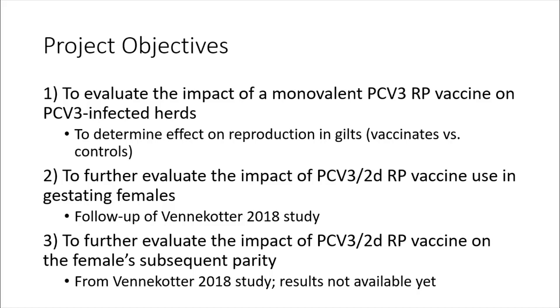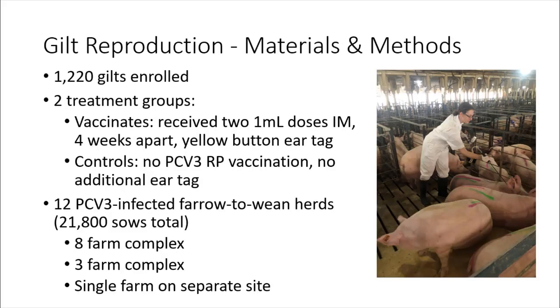So first, Jordan wanted to evaluate the impact of monovalent, so PCV3 only RP vaccine on PCV3 infected herds to determine the effect on reproduction in gilts. Secondly, Abby came back in January to follow up on her initial study, and Jordan analyzed that data this summer to further evaluate the impact of PCV3 2D RP vaccine in gestating females. And third, we wanted to go back and look at the data from Abby's original study and see if we could see any impacts on subsequent litter performance in those original sows.